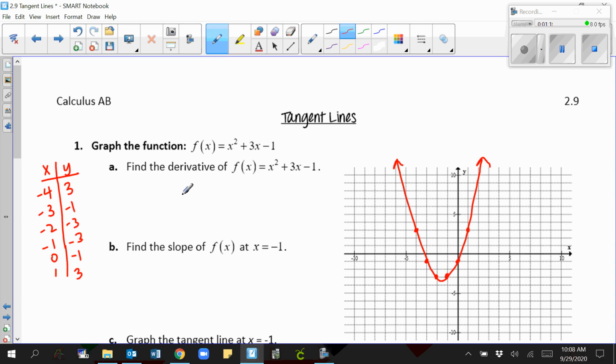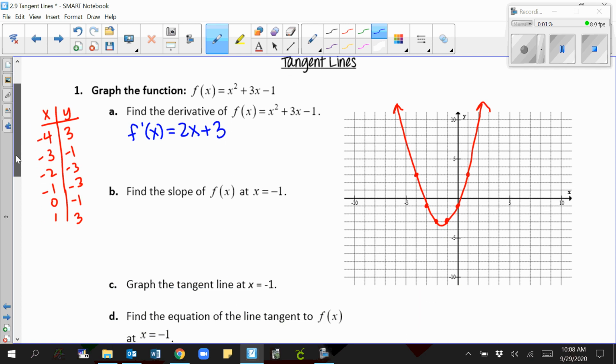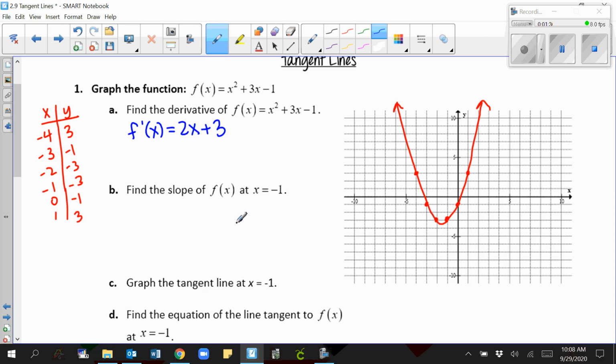So the next thing, part A says find our derivative. So if I have f of x is equal to x squared plus 3x minus 1, my derivative, f prime of x, is equal to 2x plus 3. So part B, where it says find the slope of f of x at x equals -1, that means I'm going to find my derivative at -1. So I'm looking at 2 times -1 plus 3, or -2 plus 3, which gives me a 1.